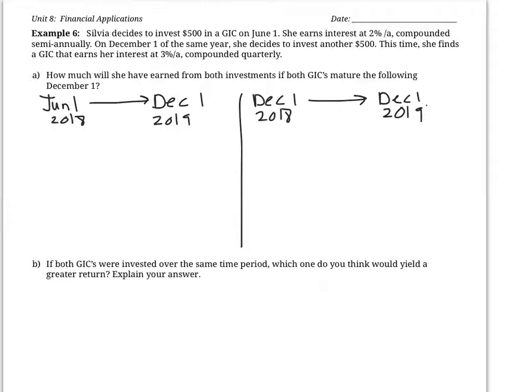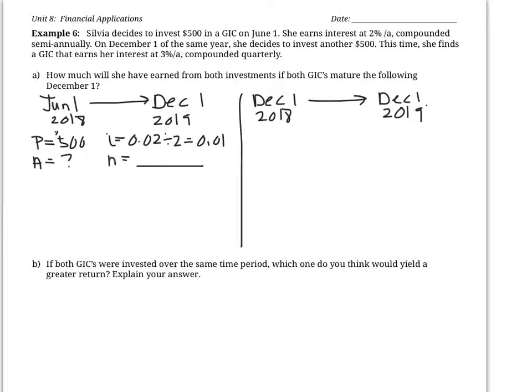We know that in this first example, she invests $500, so that's going to be our P value. So our P value is $500. We won't know our A value. She earns 2% compounded semi-annually, so we have to take that 2% and divide it by 2, so it's going to be 1%. And then our N value we're going to figure out in a second.